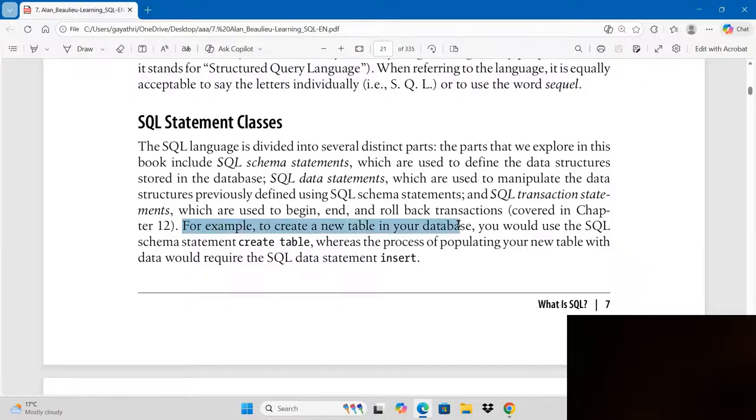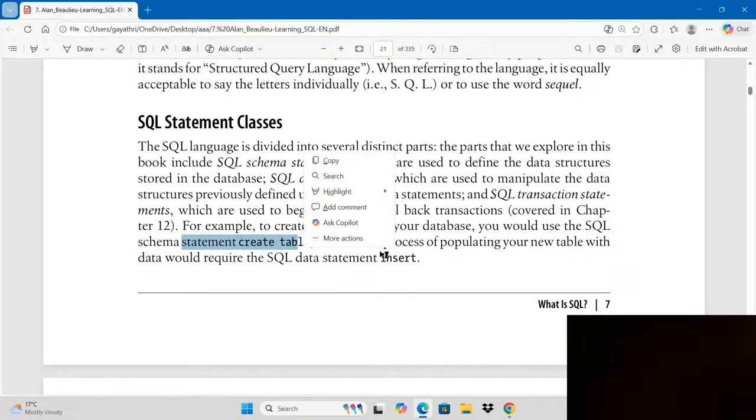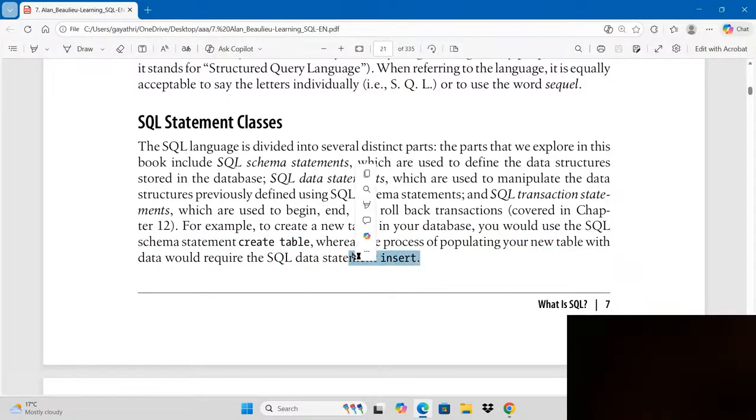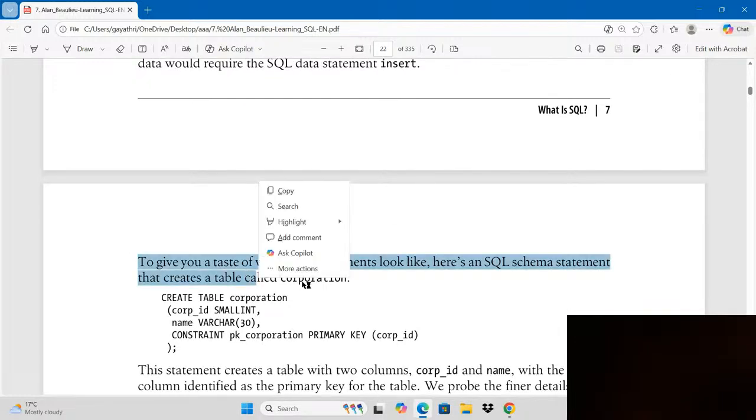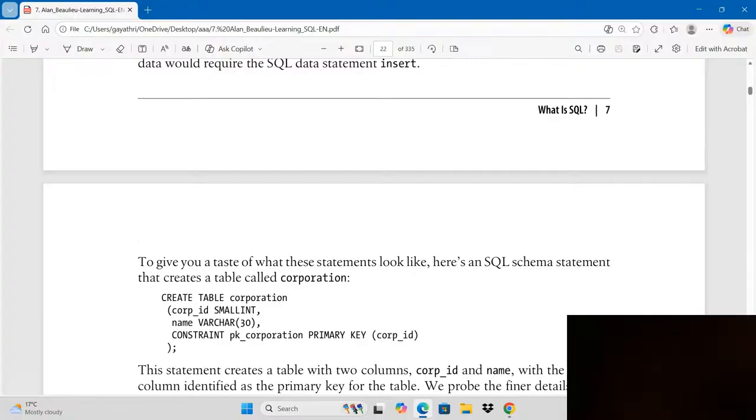For example, to create a new table in your database, you would use the SQL schema statement create table, whereas the process of populating your new table with data would require the SQL data statement insert. Okay, these are the statements, to give you a taste of what they look like. These are all SQL statements.